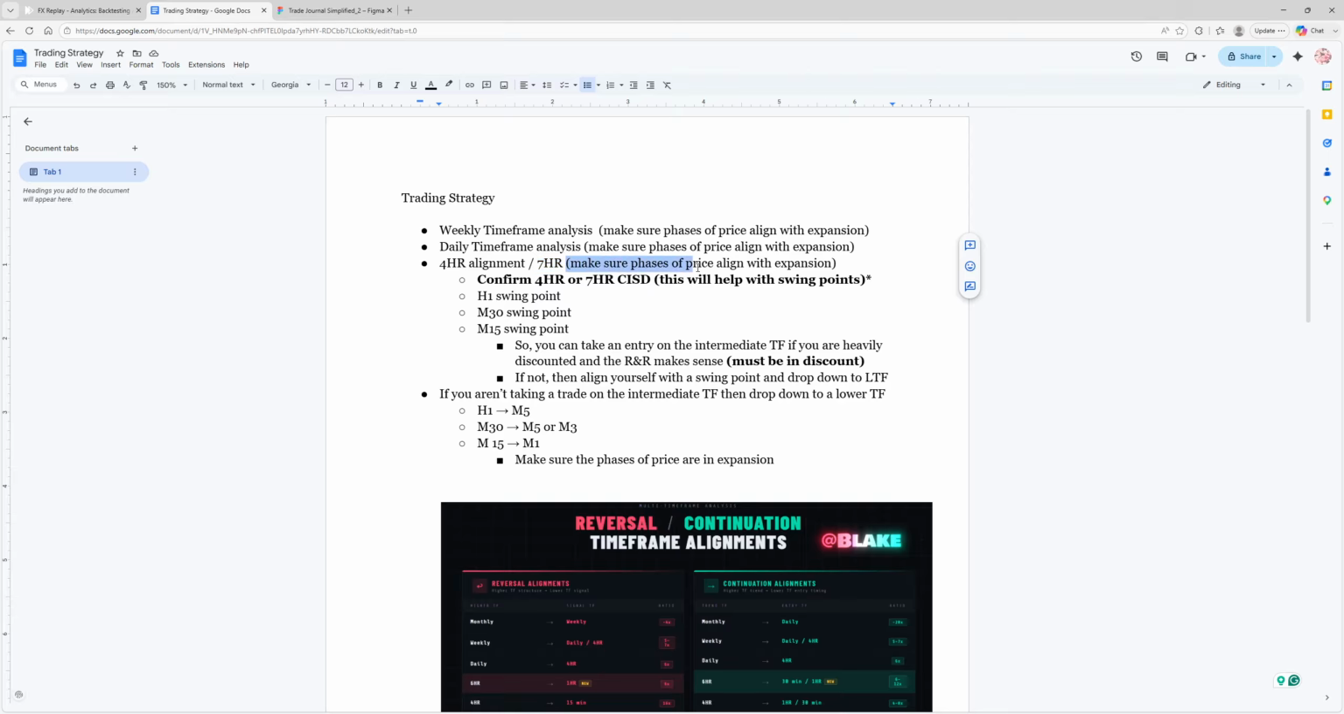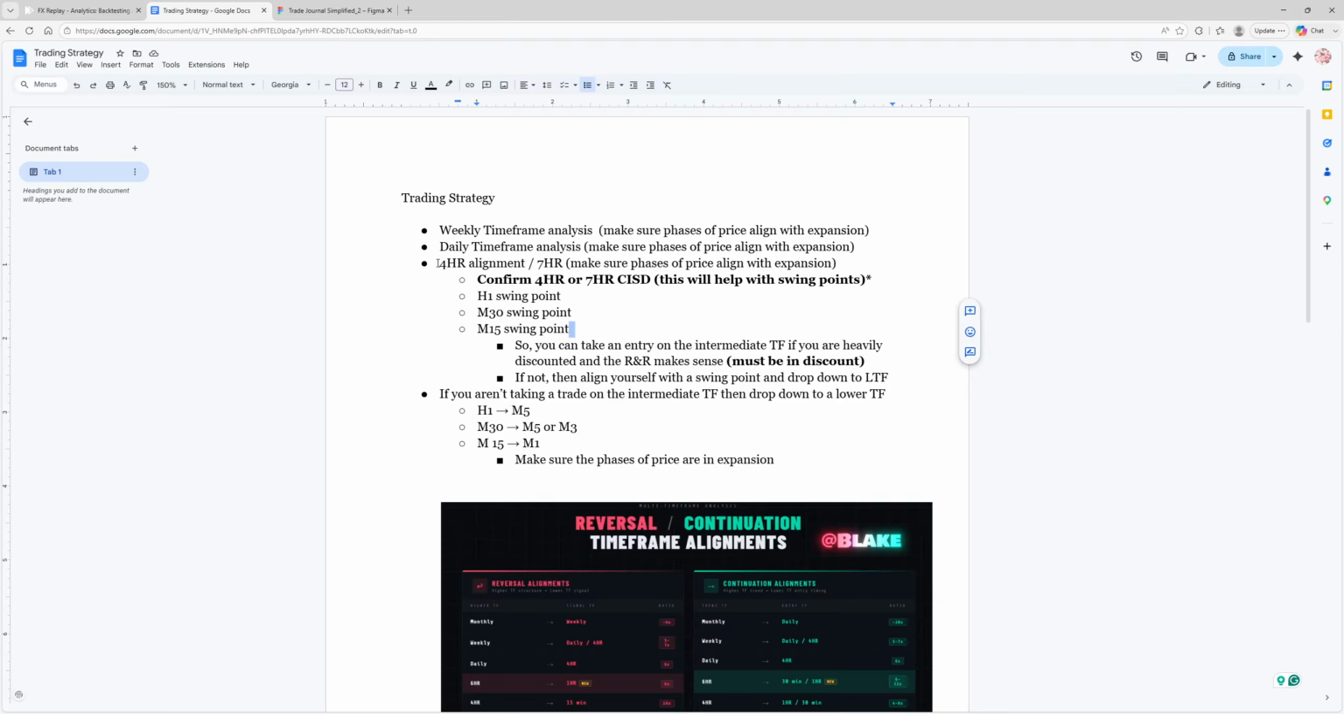Again, you always want to confirm phases of price. Every single time frame you go to, you always want to confirm phases of price. I don't think you understand how goated this is. This will reduce so many of your losses, if you just make sure that you're going from a reversal into expansion, or a consolidation into expansion meets expansion, into retracement into expansion, right? I'm telling you, this is the most powerful thing.